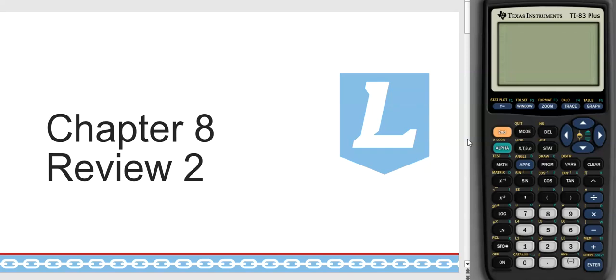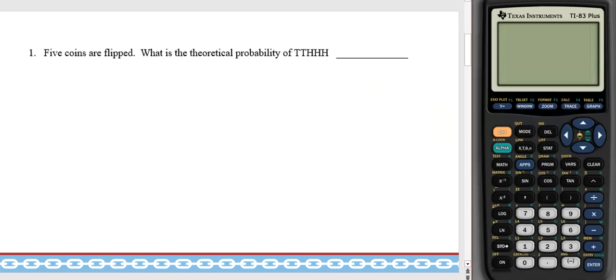So reviewing for the Chapter 8 quiz number 2, right? Some theoretical probability to start things off. This would be independent events, right? Each coin flip is going to be its own individual probability, right? So each coin flip has a 1 in 2 chance of happening. Looks like we're flipping 5 coins.